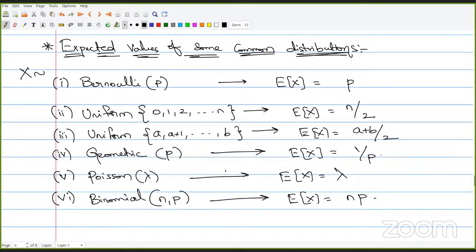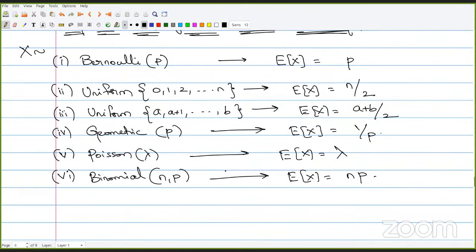Okay. For Bernoulli, the expected value will be p. For uniform 0 to n, it will be n by 2. For discrete uniform from a to b, it will be (a plus b) by 2. For geometric, it will be 1 by p. Poisson, it will be the same parameter. And binomial will be np. Very easy formula to remember, but even if you didn't remember, we will give you this.